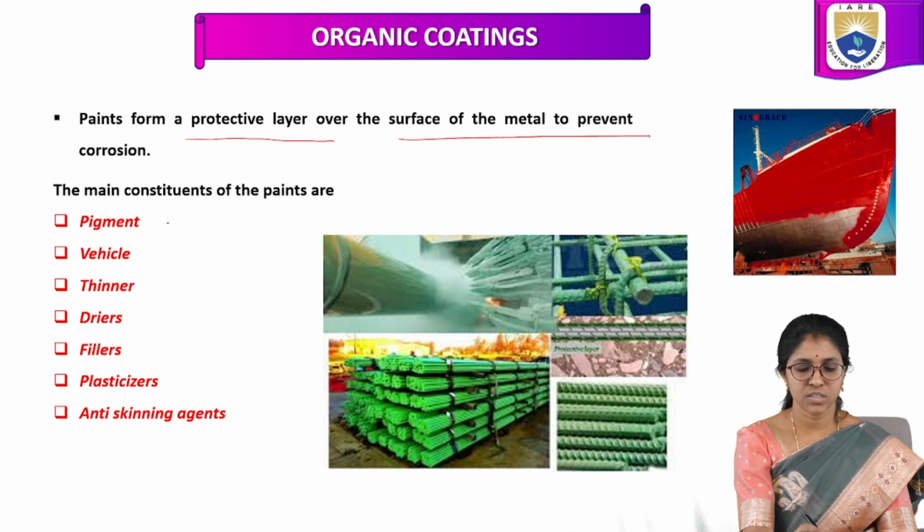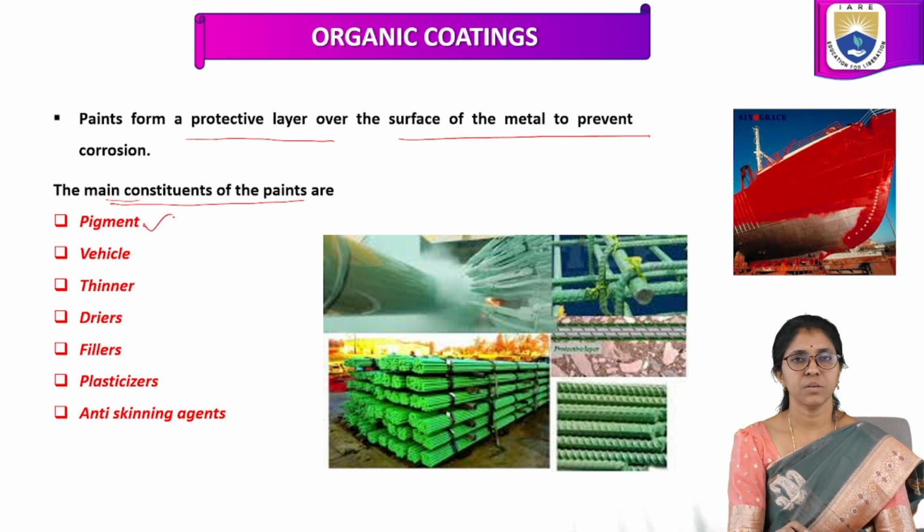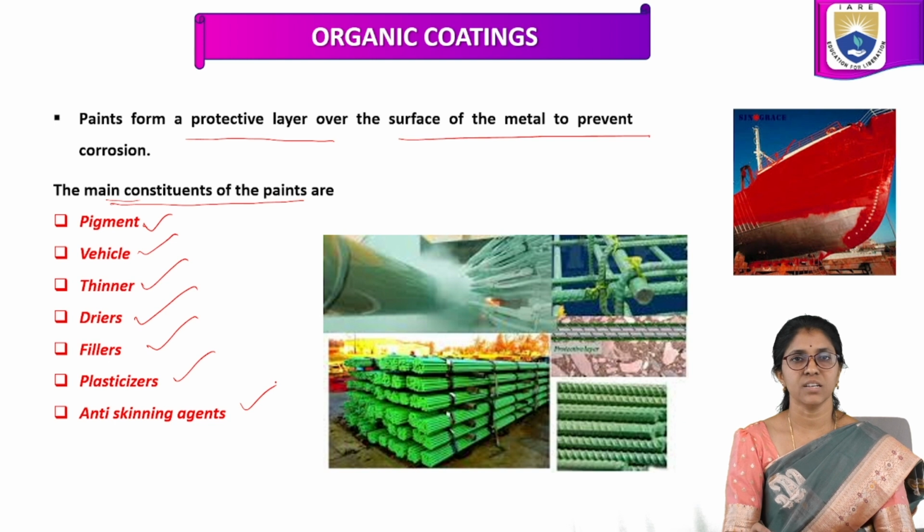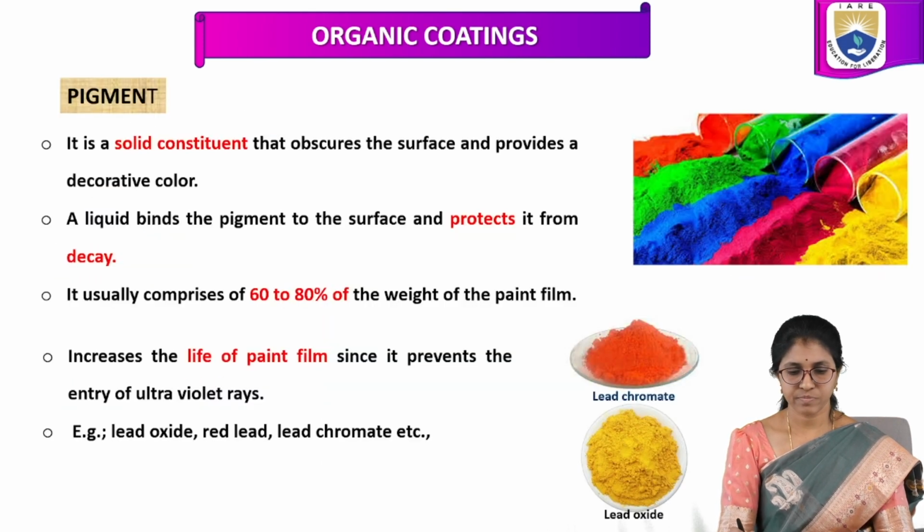These consist of many constituents. The main constituents of paints are pigment, vehicle, thinner, dryers, fillers, plasticizers, and the final one is anti-skinning agent.